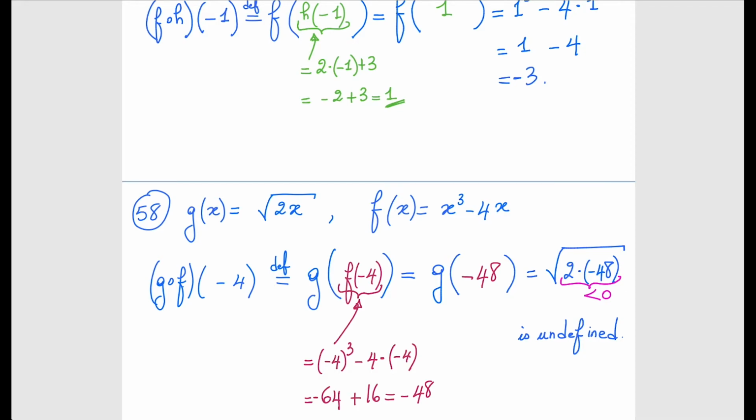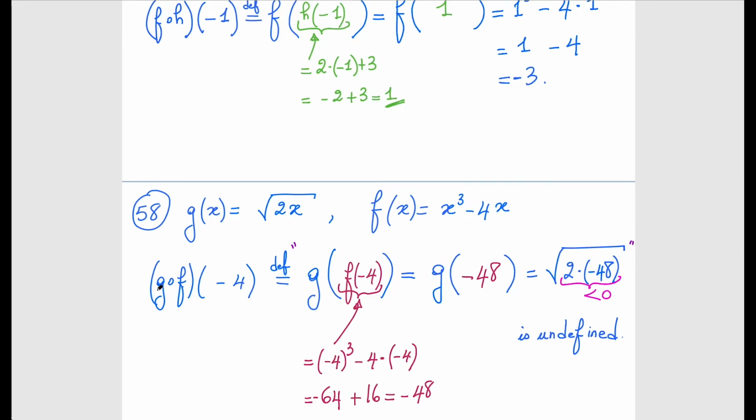So I'm gonna put quotation marks here just to let you know that everything written here is not meaningful, because at the end of the day we found something that's undefined. So that gives us a feeling, it implies that -4 is not part of the domain of this composite function, correct? Because if it were in the domain, we would get a defined output. In this case, it happens to be an undefined output.